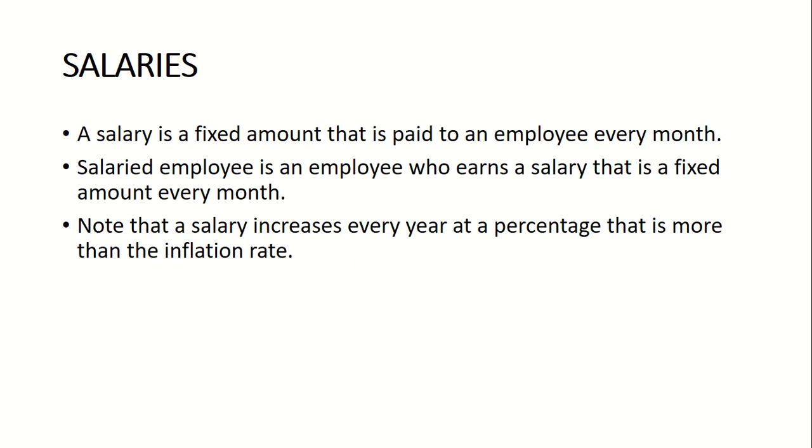A salary is a fixed amount that is paid to an employee every month. A salaried employee is an employee who earns a salary that is a fixed amount every month. So basically, a salaried employee is simply anybody that works for a company but receives a fixed amount every month, but it is calculated annually.